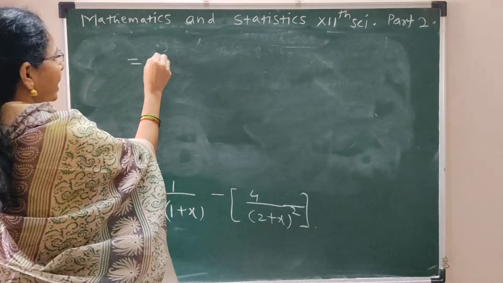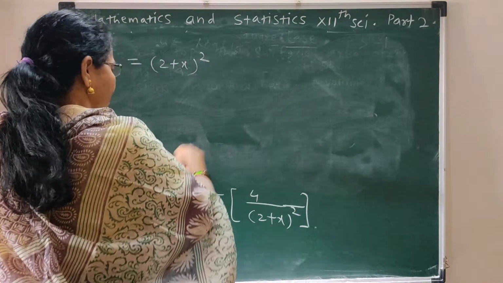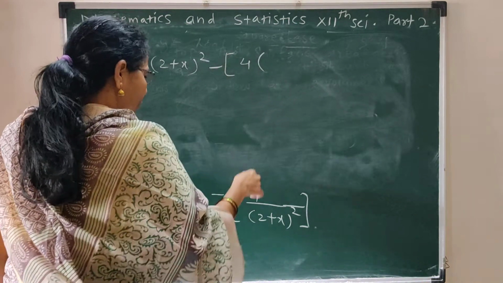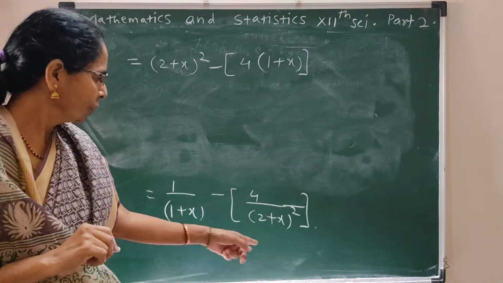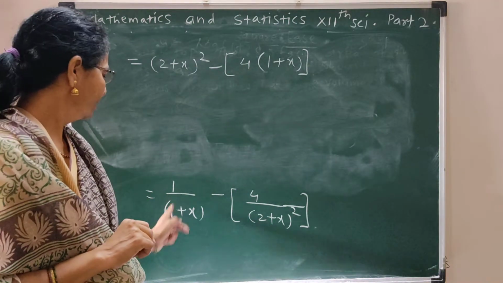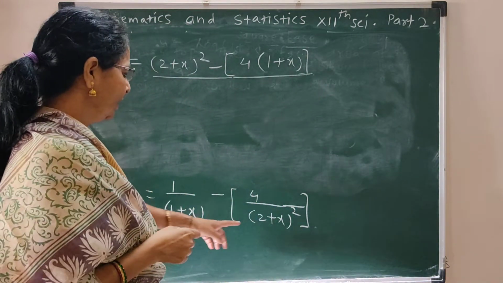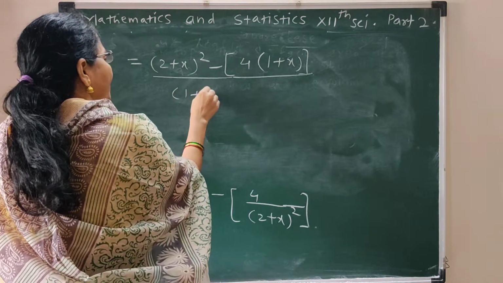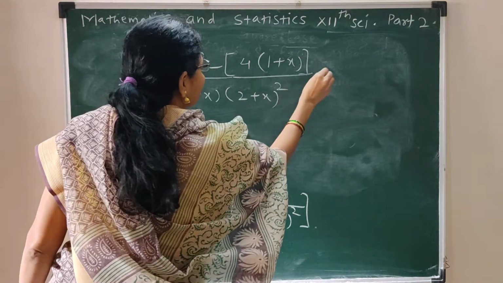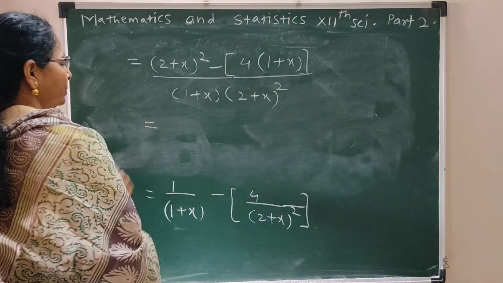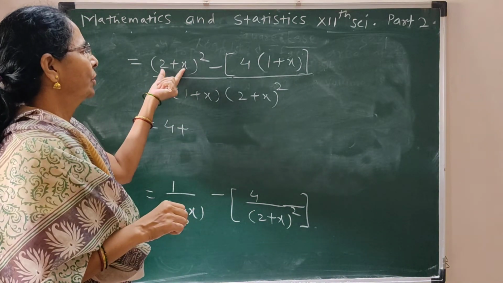Cross product 2 plus x bracket square minus, in bracket, 4 into this 1 plus x, cross product minus this product, upon product at denominator 1 plus x, 2 plus x bracket square is equal to, take expansion 4, first twice of product 4x.